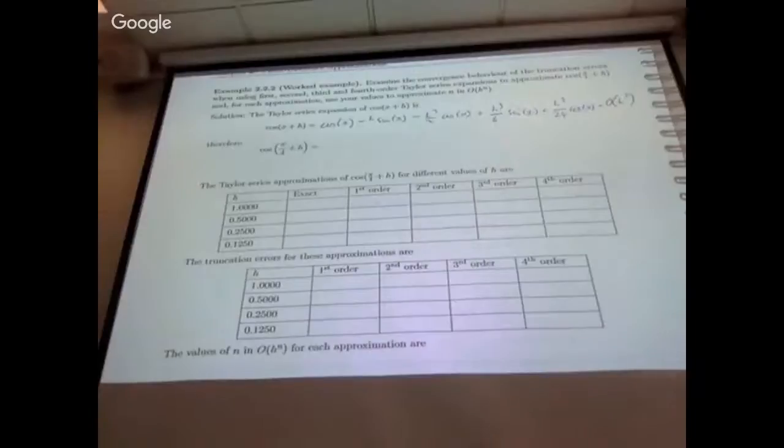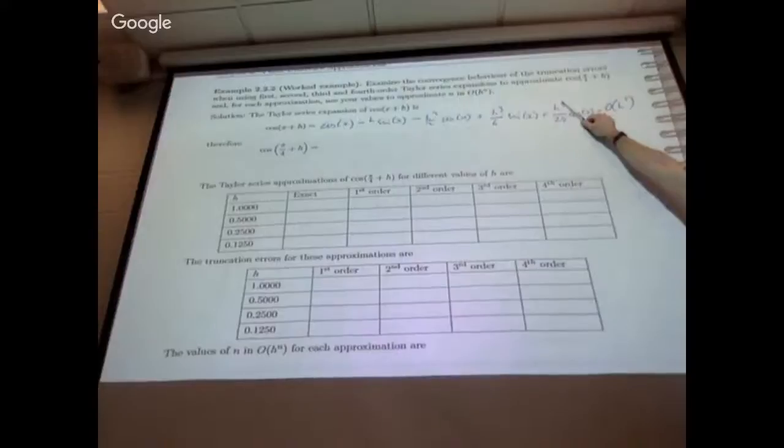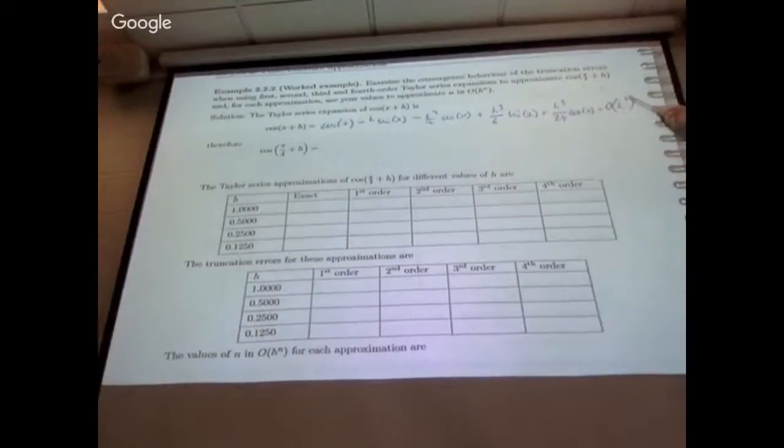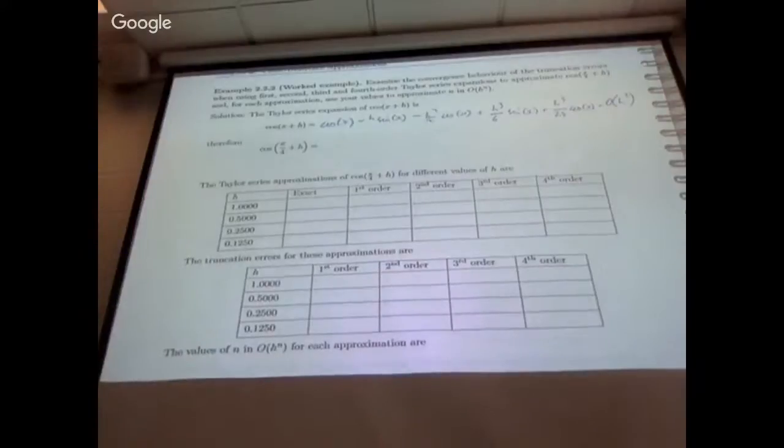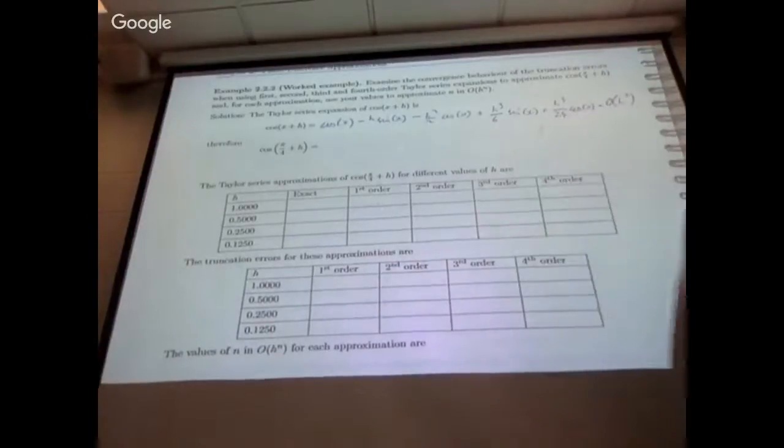And if we put the truncation error in there, what you do is, what's the highest order you included, you go one more than that. And so you go h to the 5. Okay, that was for x.